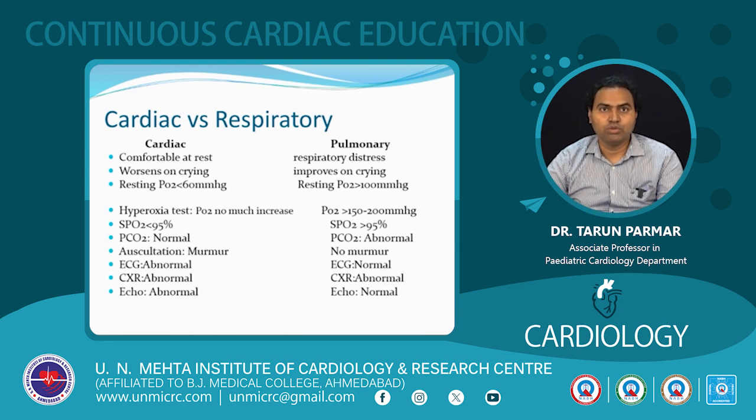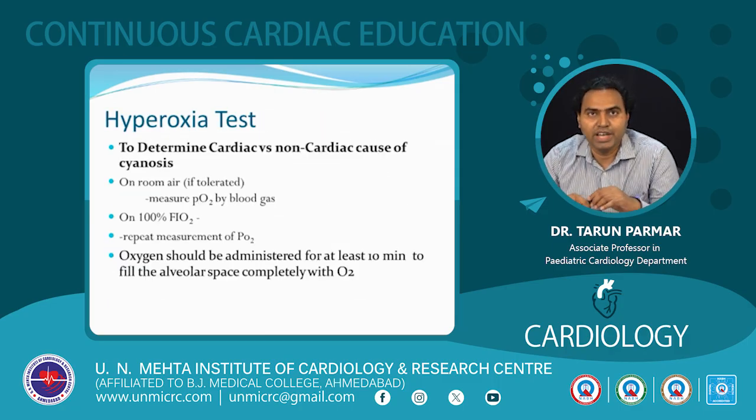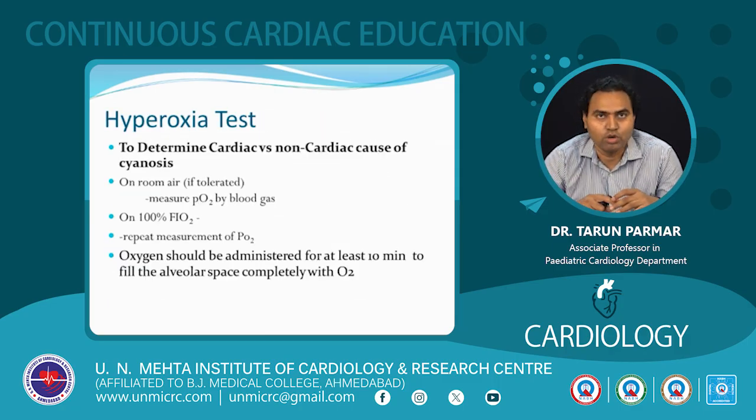Saturation, as you know, is below 95 percent, while saturation is almost normal or more than 95 in the pulmonary situation. And then ECG, X-ray and echo are abnormal in the cardiac patient, while only the chest X-ray is abnormal in the pulmonary. Otherwise, ECG and echo are normal in the pulmonary situation of the desaturation. So now we come to a very important test, that is the hyperoxia test.